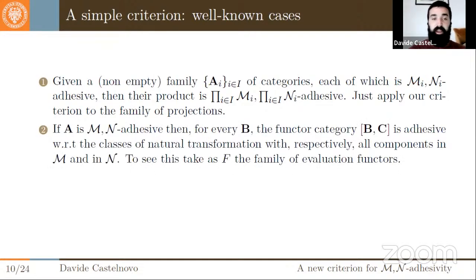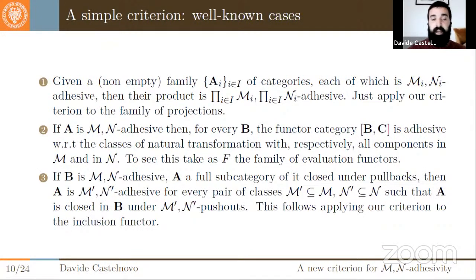Again, start with a category A, which is MN adhesive. Then the functor category, sorry, this should be A^B, clearly the C should be an A. The category of functors from B to A is adhesive with respect to the classes of natural transformations with all components in M and in N. And to see this, just take as F the family of evaluation functors.